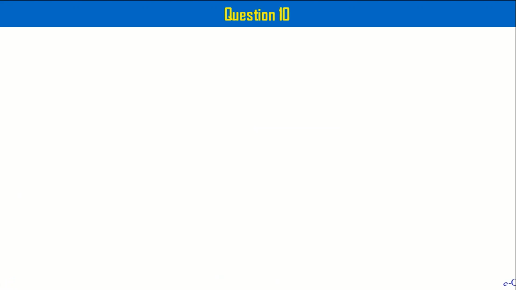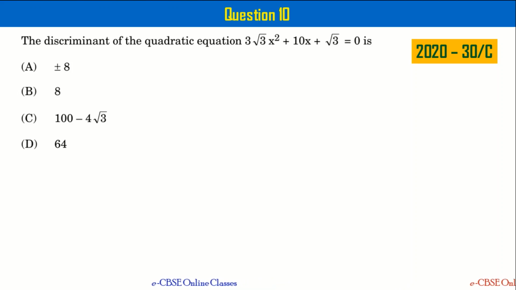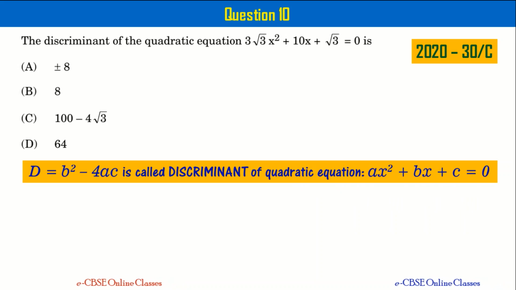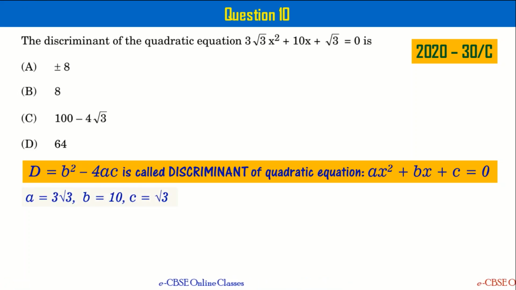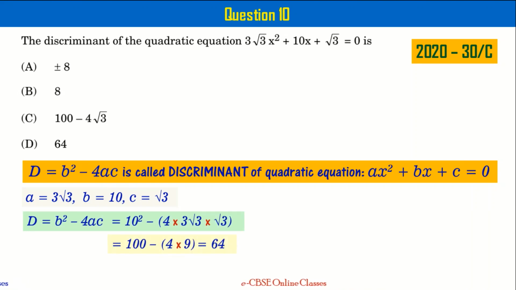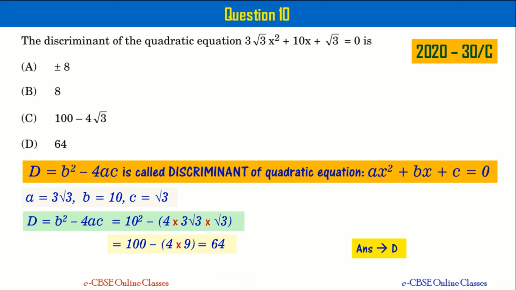And let's go to the next question, that is question number 10. The discriminant of the quadratic equation 3 root 3 times x square plus 10x plus root 3 equal to 0 is what we have to find, and 4 options are given. Let's now compare the given equation with ax square plus bx plus c equal to 0 such that we can write the discriminant. When you compare, you can say a equal to 3 root 3, b equal to 10 and c equal to root 3, right? Let's substitute these into equation given for d and simplify it such that you get d equal to 64. It means choice D is the answer.